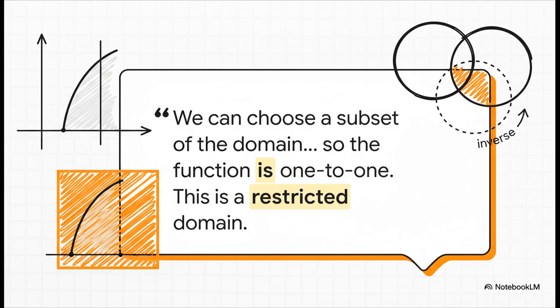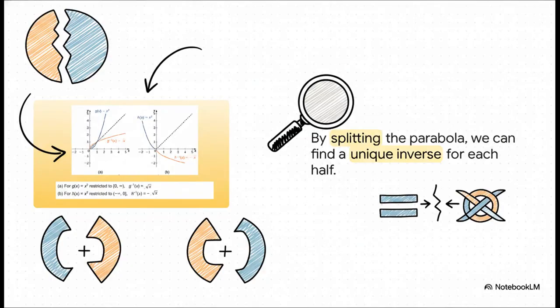Instead of trying to find an inverse for the entire function, we can do something called restricting the domain. Basically, we just choose to look at a piece of the function, a piece that all by itself would pass our test. And here's what that looks like in practice. See on the left? We're just ignoring the entire left side of the parabola and only looking at the right half, where x is positive.